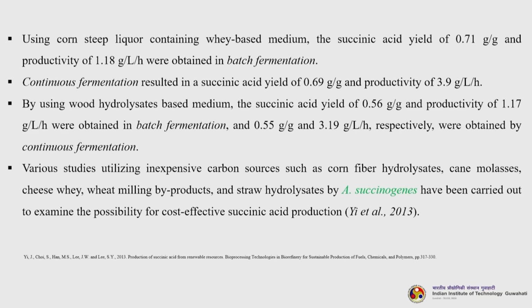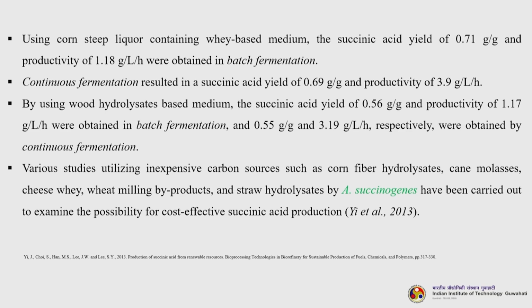continuous fermentation mode. Now, by using wood hydrolysates based medium, the succinic acid yield of 0.56 gram per gram and a productivity of 1.17 gram per liter per hour were obtained in batch fermentation, and 0.555 gram per gram and 3.19 gram per liter per hour in continuous fermentation. Again, you see that from 1.17 to almost triple, 3.19 gram per liter per hour, the productivity is enhanced when we went for continuous fermentation using the wood hydrolysates.